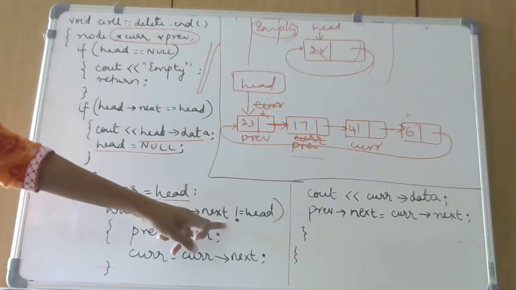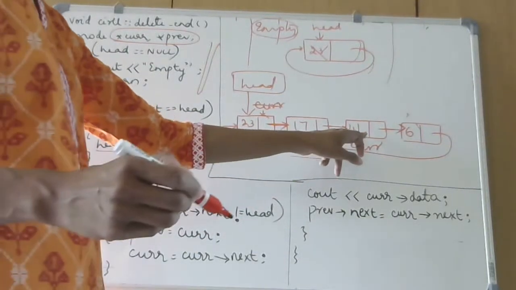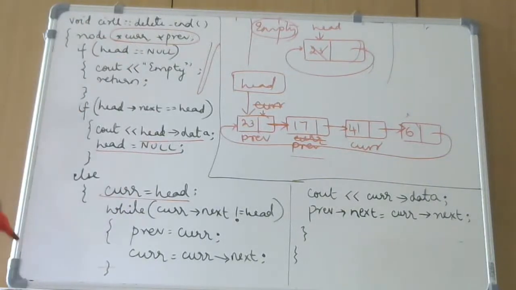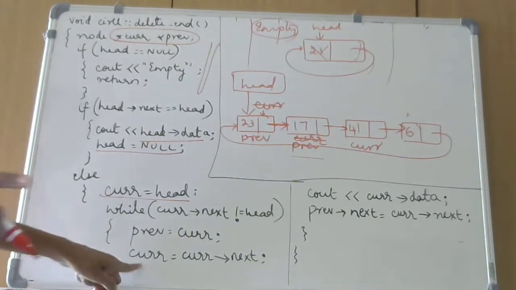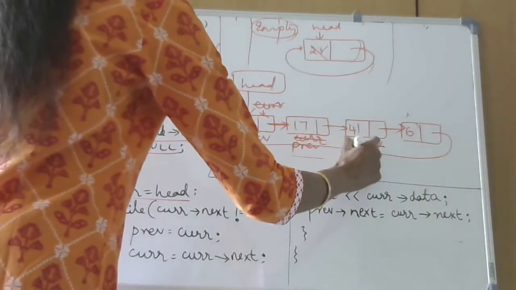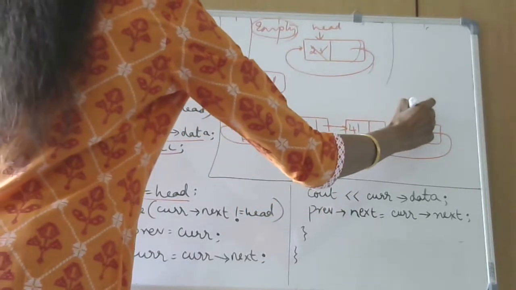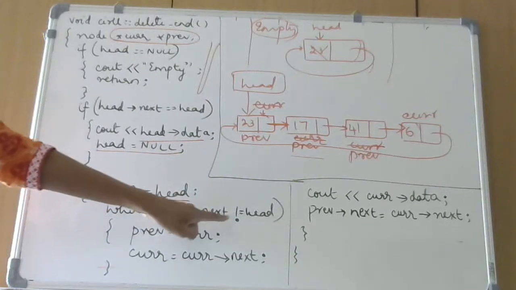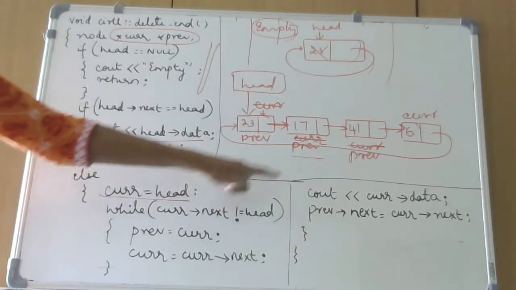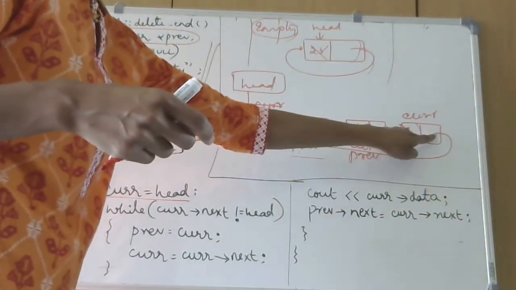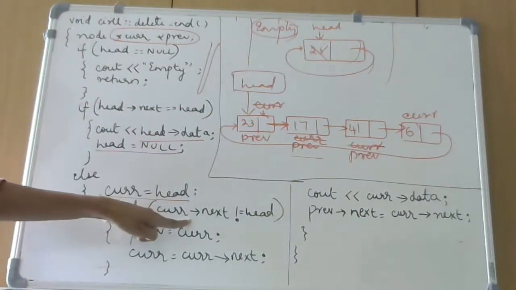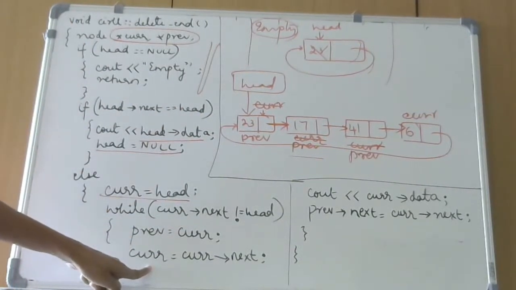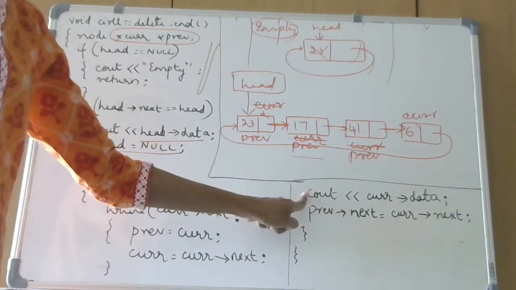Again, I will go back. While current of next is not equal to head. What is current now? 41. What is current of next? It is pointing to 6. It is not pointing to head. Okay. So, previous is equal to current. Current is equal to current of next. This will become previous. This will become current. Again I will go back. While current of next is not equal to head. Current is 6. What is current of next? It is pointing to head. So, this condition is not satisfied. So, I will not get into the while loop. I will come out of the loop.